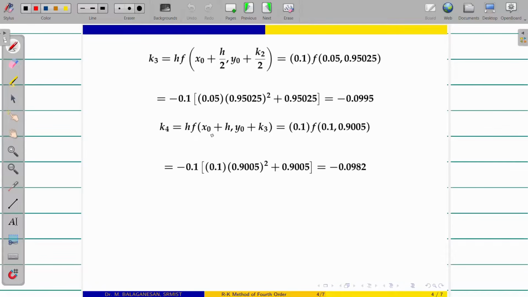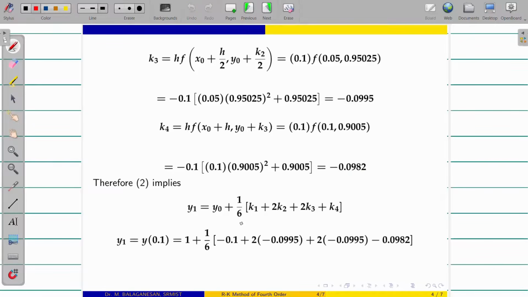K4 formula is h into f of xn plus h, yn plus k3. Here n equal to 0. So it is x naught plus h, y naught plus k3. Substituted, we can get the function in x comma y. Our function of x comma y will be minus h into x y square plus y. In the place of x, replace 0.1, in the place of y, replace 0.0095. We can get the k4 value. This is the k4 value. Substitute in equation 2, we can get this answer.